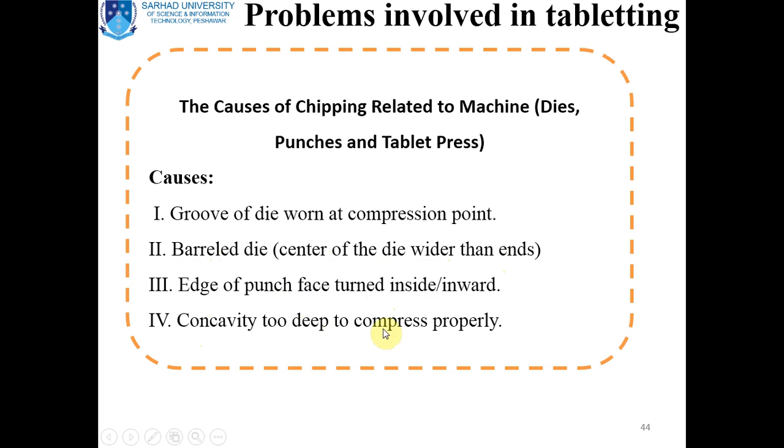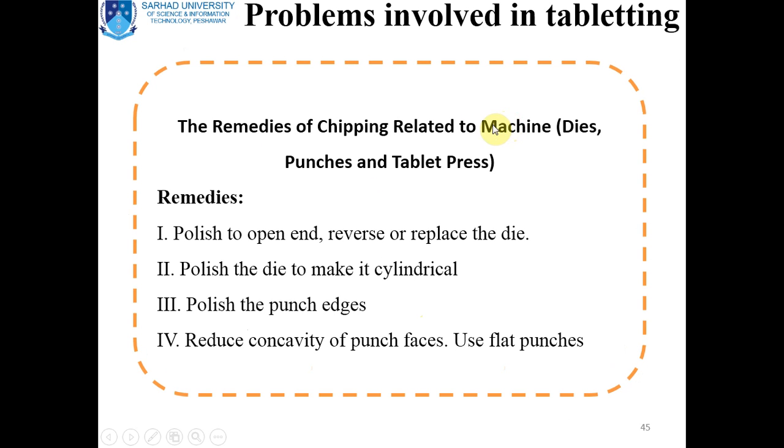Concavity too deep to compress the mask properly. These are the causes of chipping related to machine. Now how to solve this problem related to dies, punches and tablet press. Polish to open end, reverse or repeat die. The second is to polish the die to make it cylindrical. Polish the punch edges, reduce concavity of punch faces, use plate punches in order to control the chipping problem related to machine.